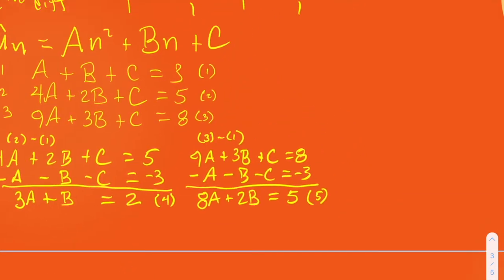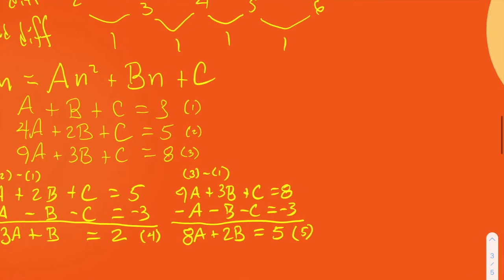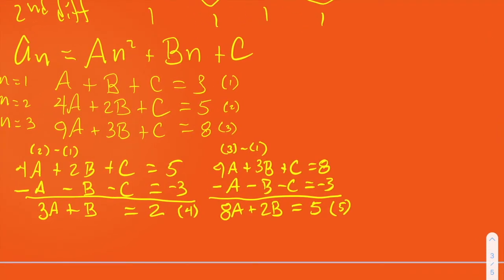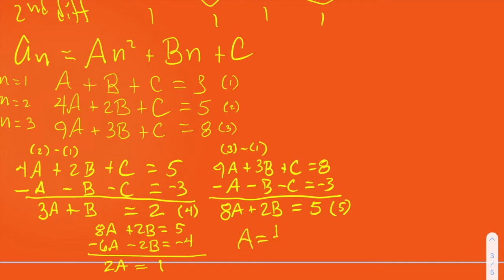Well, if I take that information now and I subtract 2 times equation 4 from equation 5, watch what I get. I get 8A plus 2B is equal to 5. And I'm going to subtract twice equation 4. So it's going to be minus 6A minus 2B and negative 4. So when I do that, I get 8A minus 6A is 2A. 2B minus 2B is gone. And 5 minus 4 is 1. So that gives me an A of 1/2.